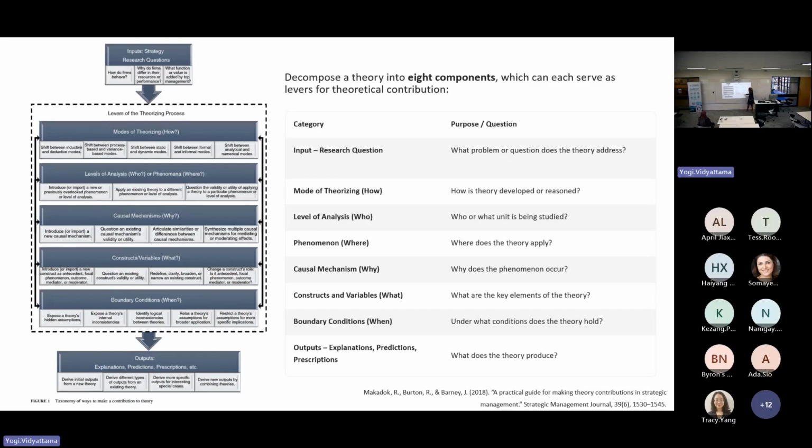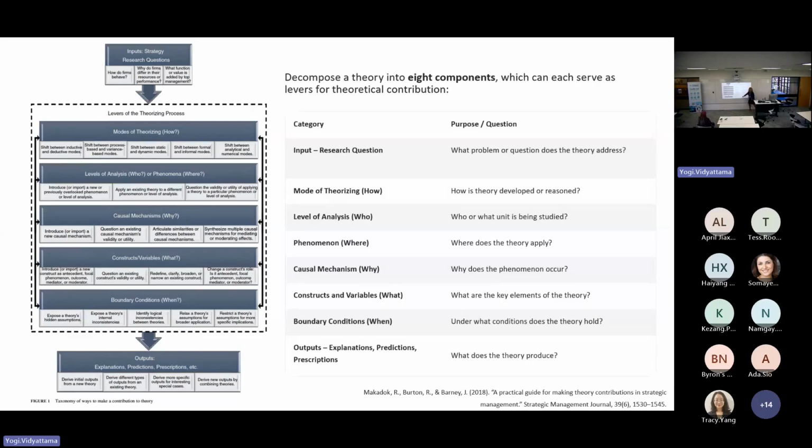Constructs and variables, and that's where you're looking at the key elements of the theory. So again, they give examples here about redefining, clarifying, or broadening a specific construct or a specific variable, or changing a construct's role, whether it was an antecedent, whether it is an outcome, a mediator, a moderator. We see a lot of that in the modeling type of papers where we are testing moderators and mediators.